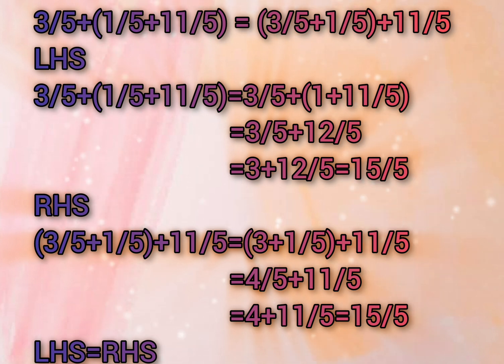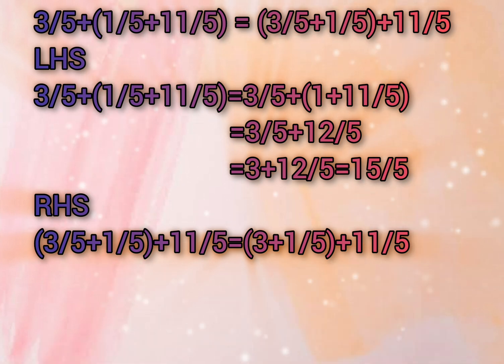Now we will calculate the right hand side: (3/5 + 1/5) + 11/5, which is equal to (3 + 1)/5 + 11/5, which is equal to 4/5 + 11/5, which is equal to (4 + 11)/5. Now we get the final answer 15/5. Hence proved that LHS is equal to RHS.